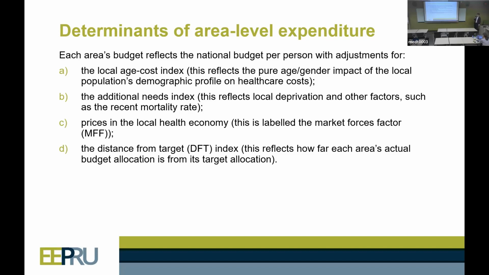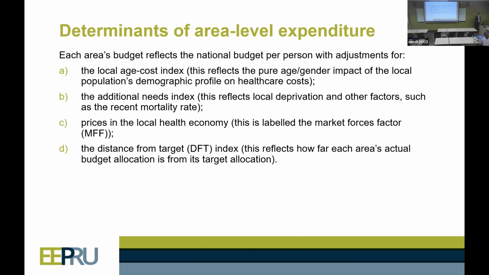This is B on my list here. And this will reflect other factors as well beyond just age and sex. So this will reflect factors such as local deprivation, for example. Another important thing is how much prices vary across local areas. So it might be that input prices differ and we need to give more money to areas where the input prices are higher in order for them to be able to meet healthcare needs. And that's C.